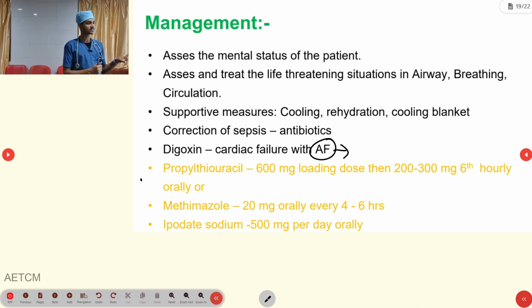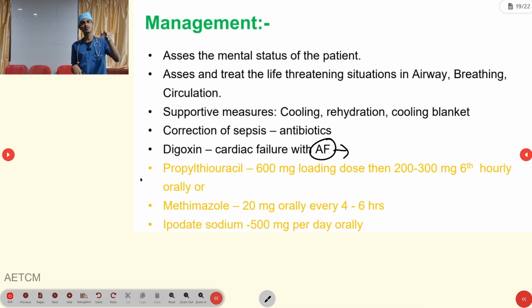Their ideal choice of drug is beta blockers. Beta blockers are the ideal choice. You can go with a calcium channel blocker also. If you want to control the rate, either you can go with calcium channel blockers. If the person has any contraindication to beta blockers, for example asthma, then you can ideally go with calcium channel blockers. So this is the way.